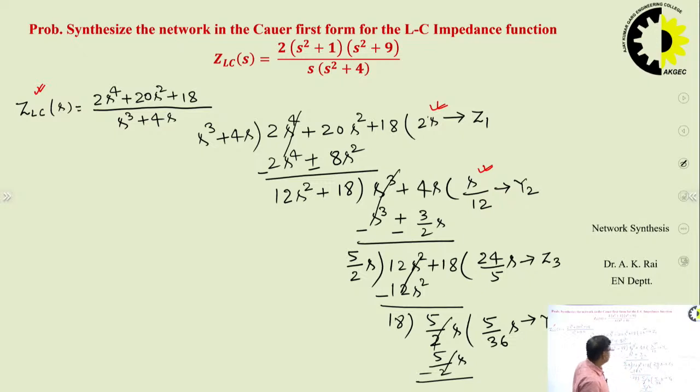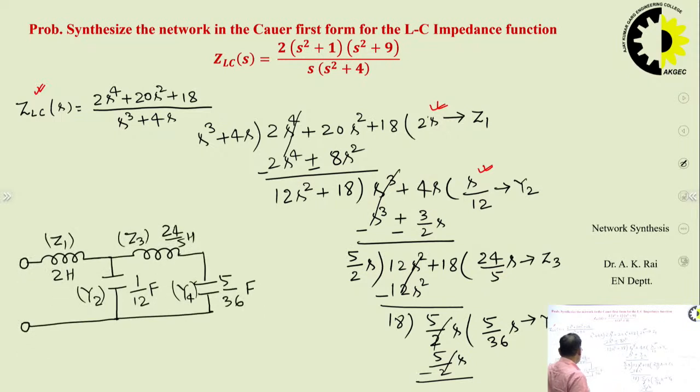This is simple. The technique is go for the pole at infinity. We have here, then arrange the polynomials in descending order and then carry out the continued fraction expansion. Then we can fabricate the Cauer first form. So this is the Cauer first form.